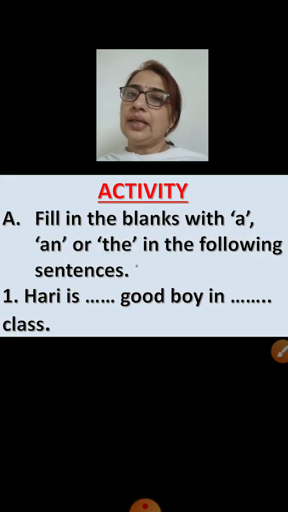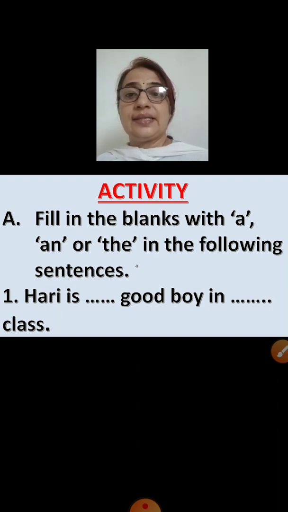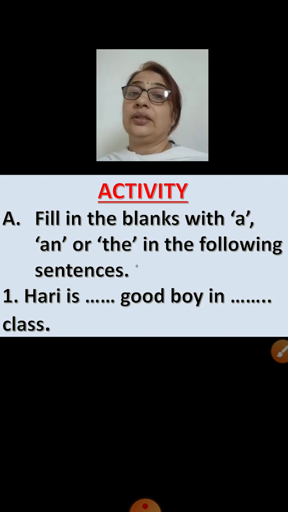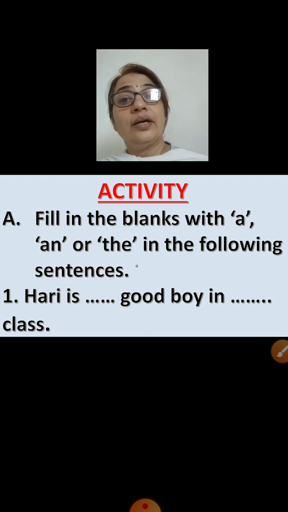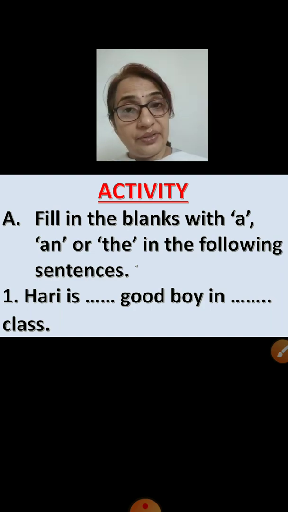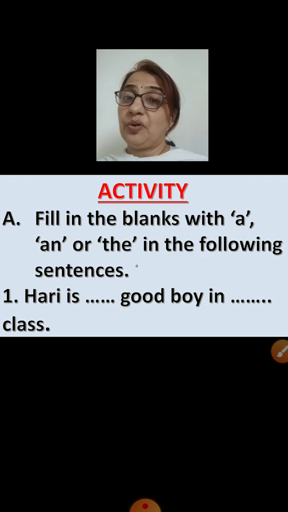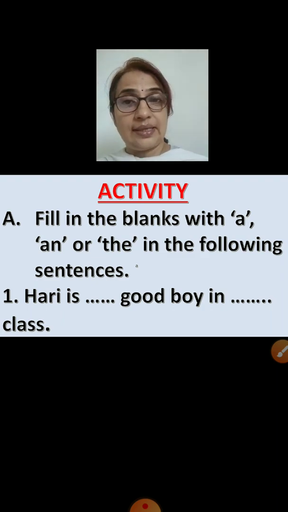Remember. Now, let us solve this activity. The question is, fill in the blanks with a, an or the in the following sentences. Now, through this chapter, we have understood what the articles are, what the two types of articles are, and where to use them. Now we have to recall everything we studied in this chapter and solve this activity. Before I show the answer, be ready with your answer and check whether your answer is right or wrong.